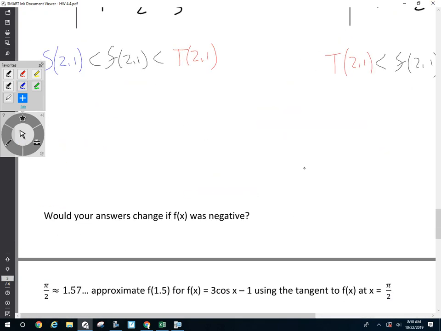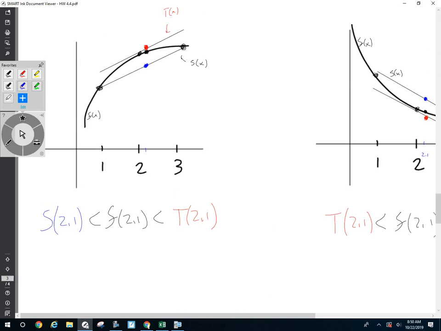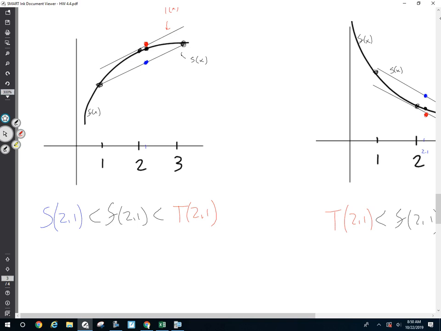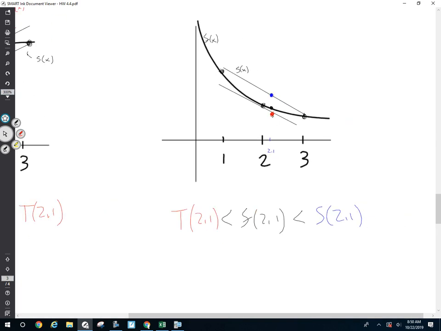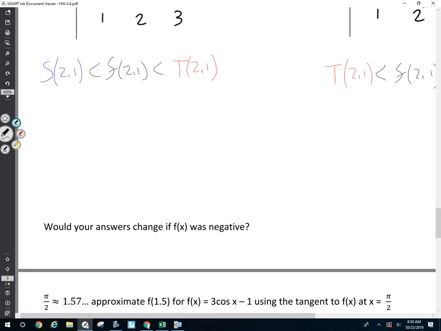Okay. Would your answers change if f was negative? So if this was all below the x-axis, no. I mean, this would still be the most negative, so it'd be the least value, then in the middle, then the most positive. And then this would be the most negative, this would be in the middle, this would be the least negative. So in terms of least to greatest, no.